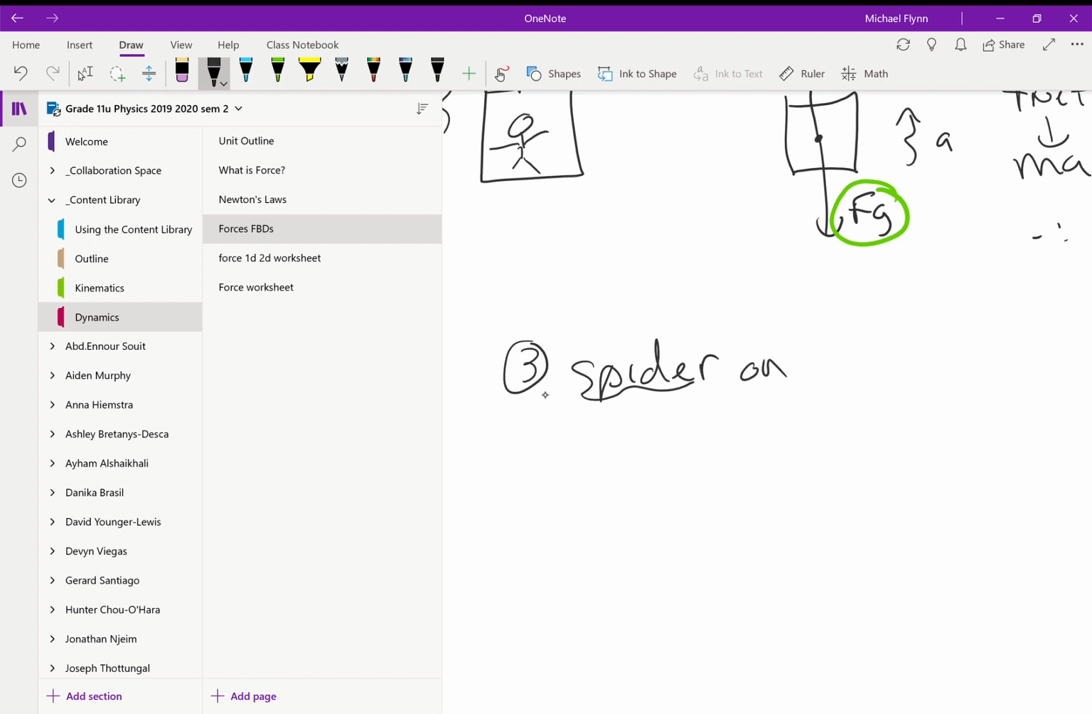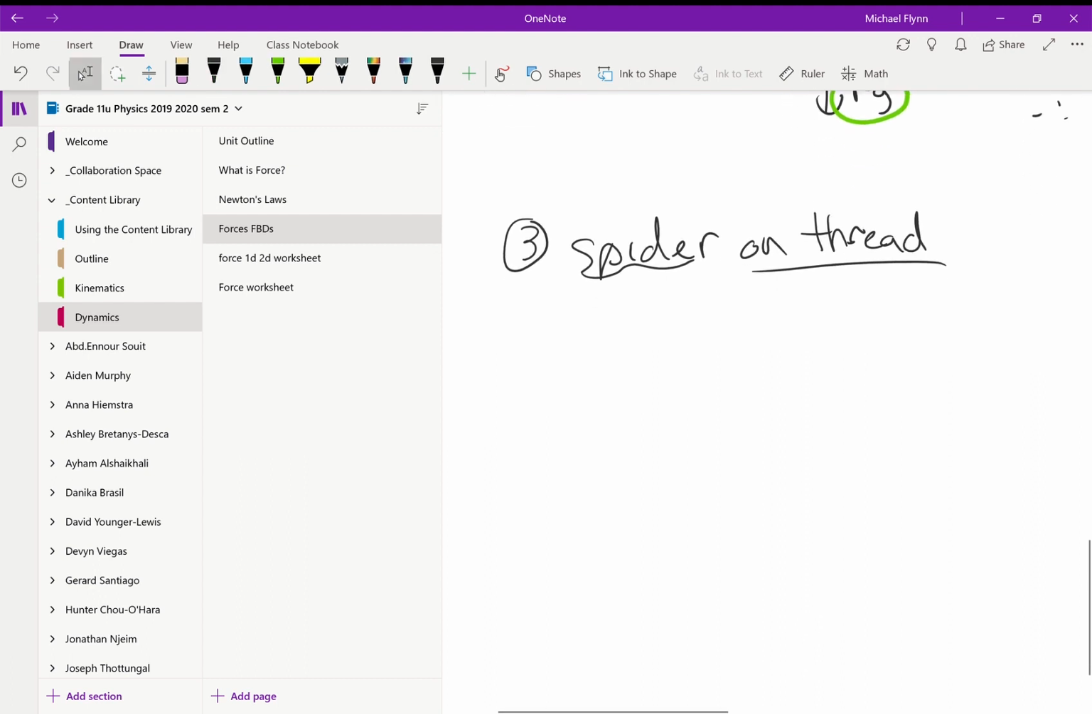Okay, on a thread, on a little strand of web. All right, so let's do it. Here's the free body diagram of the spider. There's gravity, and there's tension in the web holding them up. It's very much like the elevator question.